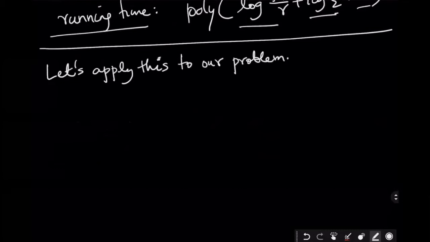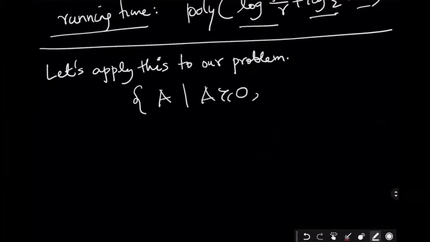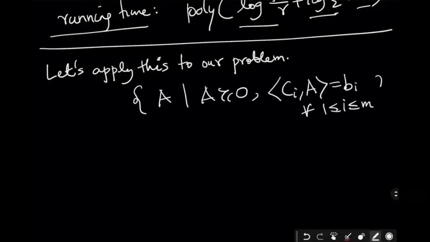Okay, so let's try to apply this to a problem. Remember our problem was, find a PSD matrix that satisfies a bunch of linear equations. So this is a problem of finding a point inside a certain set. Let's write down that set. Our set looks like A such that A is PSD, and there are some linear constraints. So let's write it like this: Ci inner product A equals some small bi, for 1 less than or equal to i less than or equal to m. So a bunch of linear equality constraints, and A is positive semi-definite. Our goal is to find a point inside this.